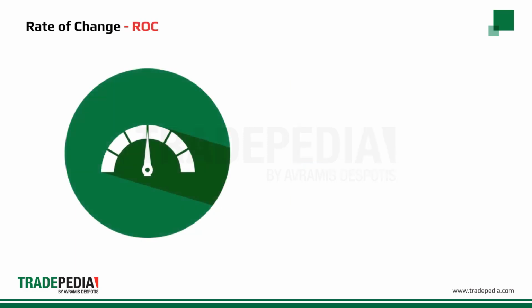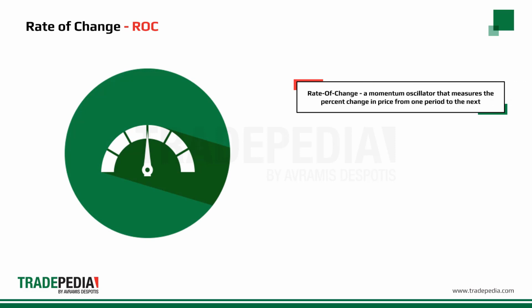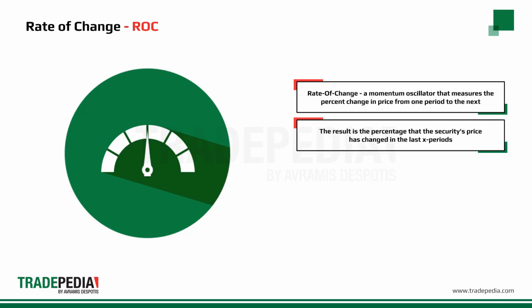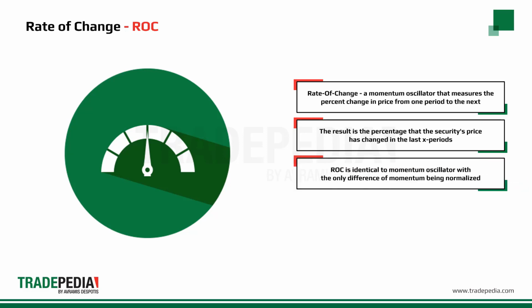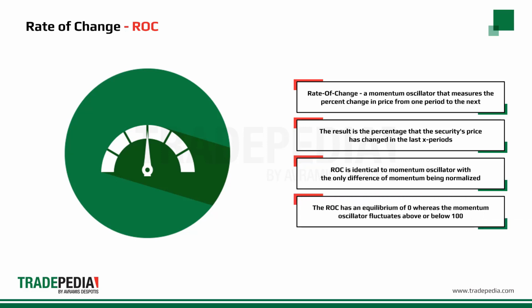The price rate of change, also known as the ROC indicator, is a pure momentum oscillator that measures the percent change in price from one period to the next. The result is the percentage that the security's price has changed in the last X periods. ROC is identical to the momentum oscillator, with the only difference being that momentum is normalized. The ROC has an equilibrium of 0, whereas the momentum oscillator fluctuates above or below 100.